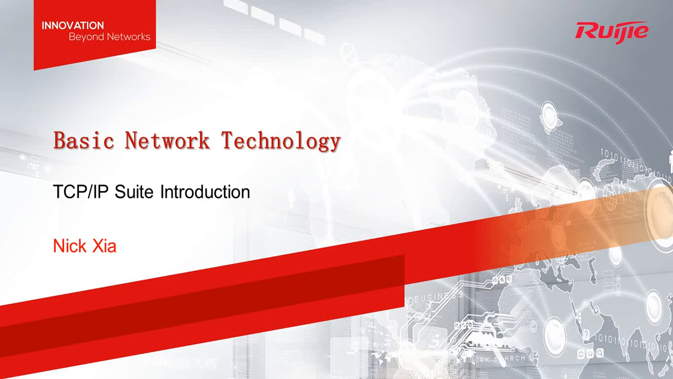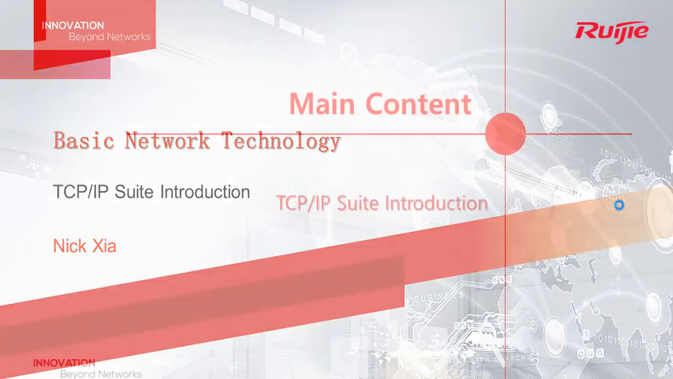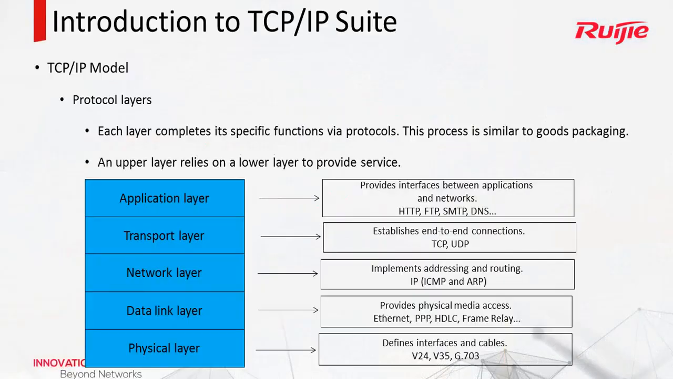Today I want to introduce you to the TCP/IP suite. This is the TCP/IP model. First, in this model, it has 5 layers, from the application layer, transport layer, network layer, data link layer, and the physical layer. Each layer has different functions.